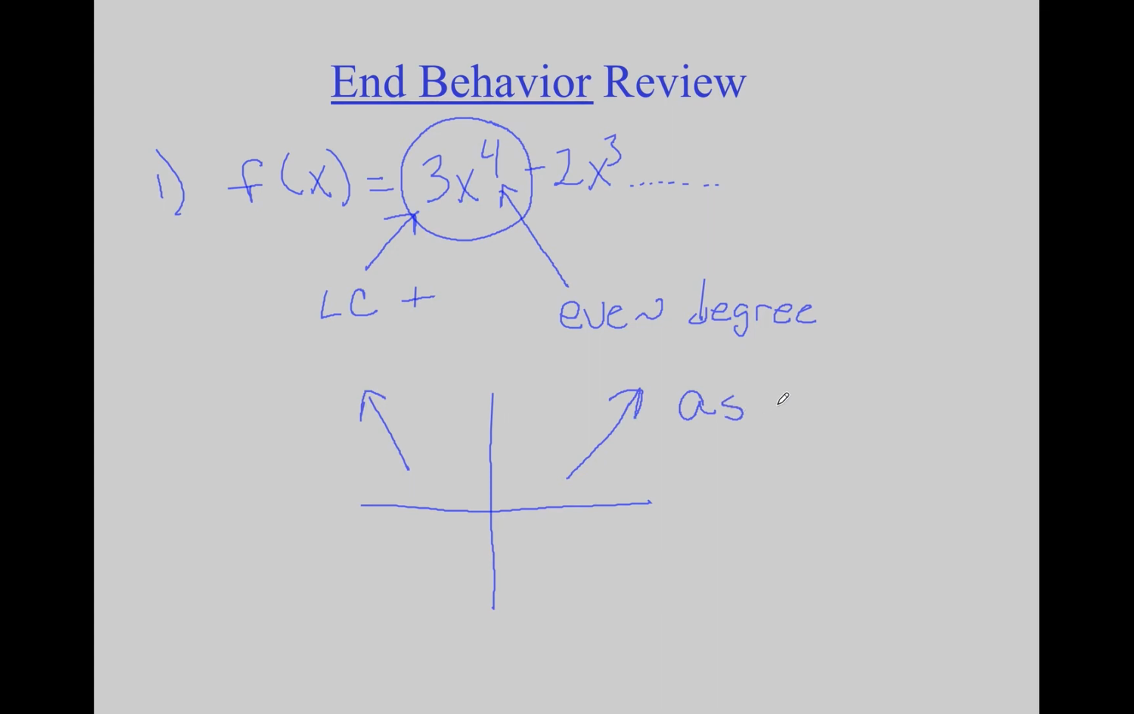As x approaches positive infinity, so as your x's are getting larger, your y's are also approaching positive infinity. As you put x into the equation, your x's are getting bigger, your y's coming out of the equation are also getting bigger. This end over here, as x approaches negative infinity, so your x's are getting smaller, your y's are approaching positive infinity. As your x's are getting smaller, your y's are increasing.